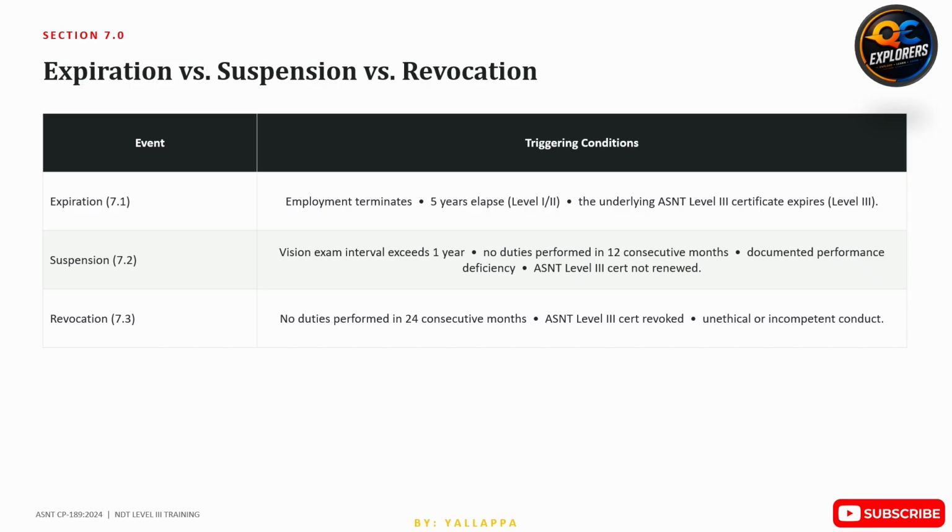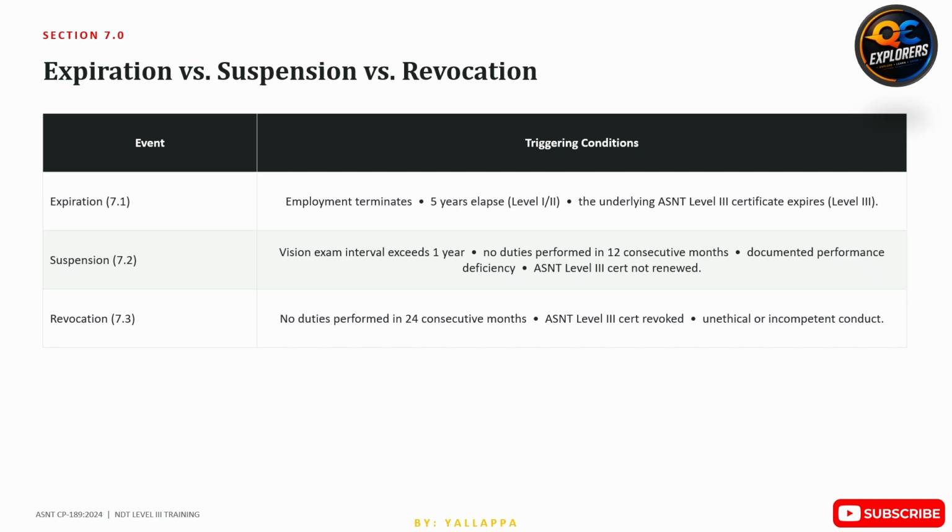If more than 1 year passes without the required vision examination, certification is suspended until the vision requirements are successfully completed and documented. Another common reason is not performing certified duties for 12 consecutive months. NDT skills require regular application. If an individual has not actively performed the certified inspection method for an extended period, the employer may suspend the certification until competency has been reestablished.